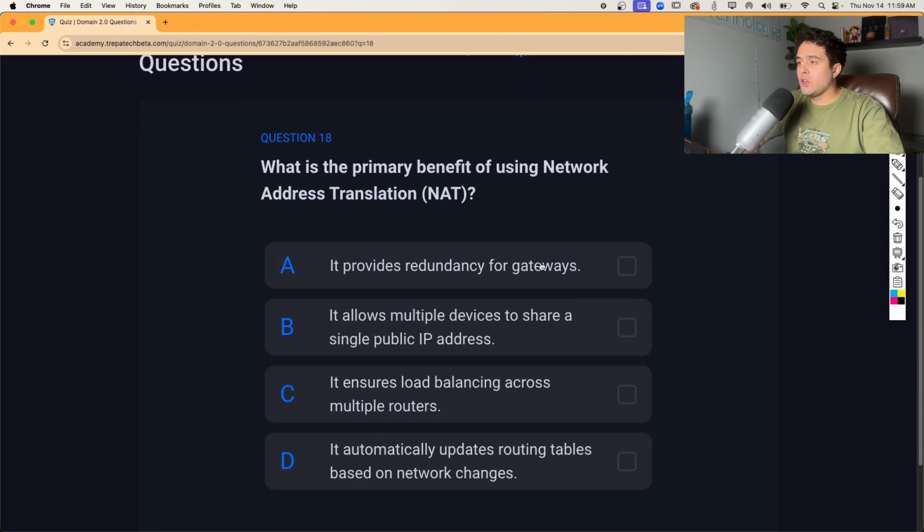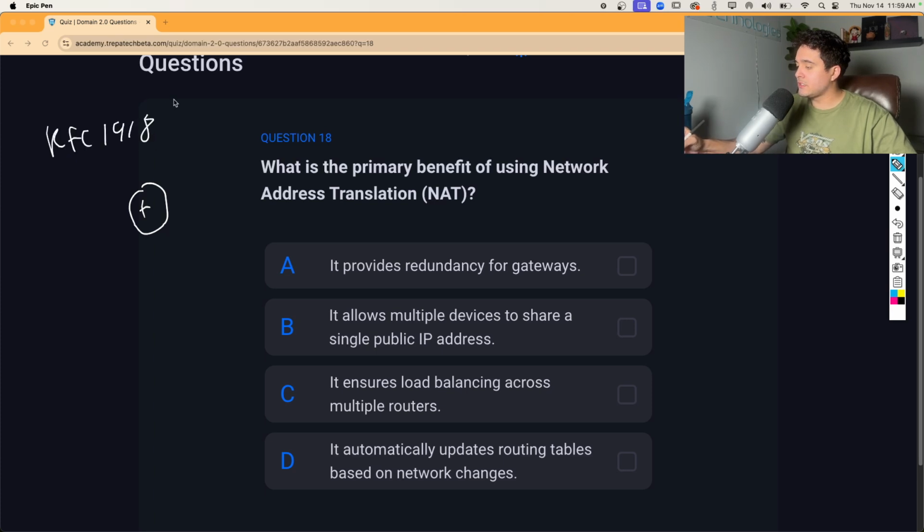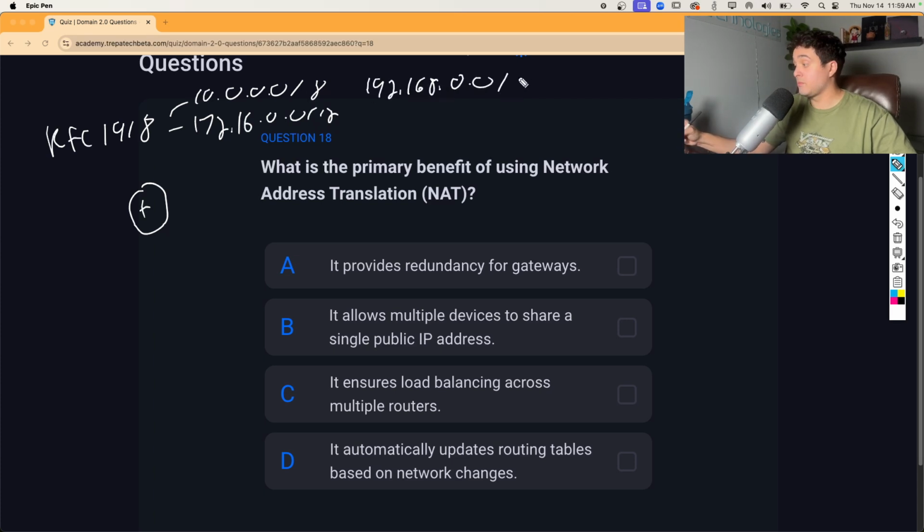Question 18. What is the primary benefit of using network address translation? So NAT is the technology that enables private IPs to connect on the internet. Remember, with RFC 1918 addresses, that's the private range that cannot be routable on the internet. If you went to your Windows computer and did an ipconfig, you would have one of these IP addresses because you are using a private IP address.